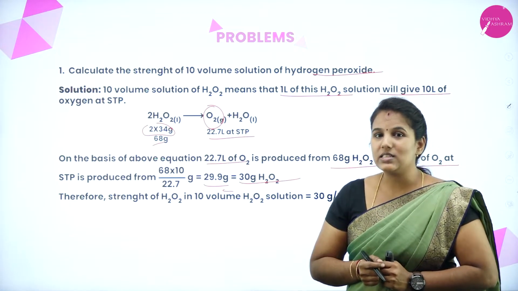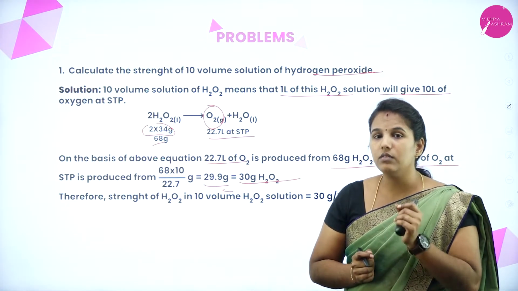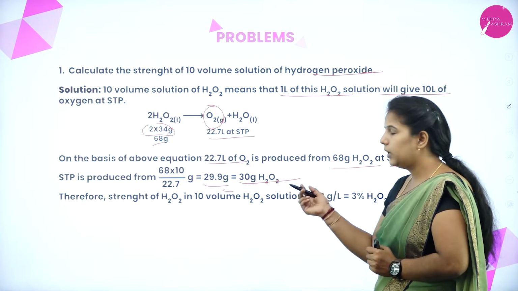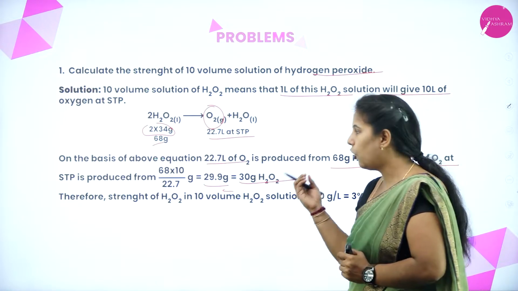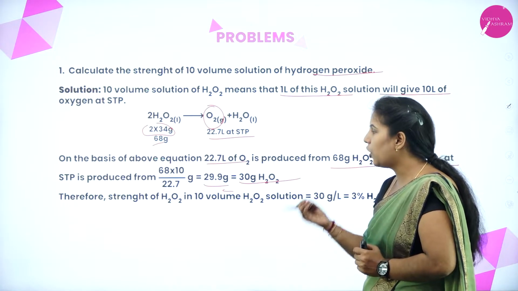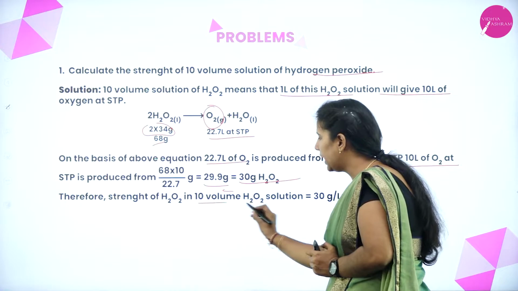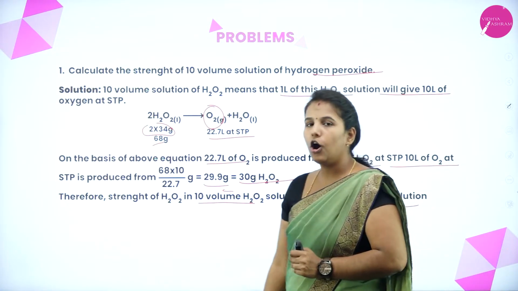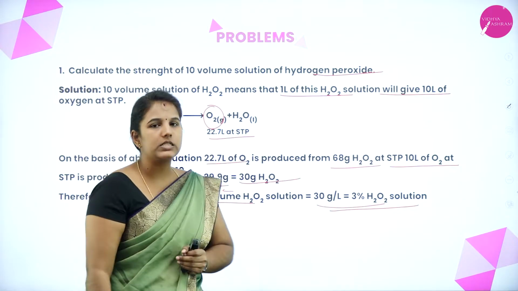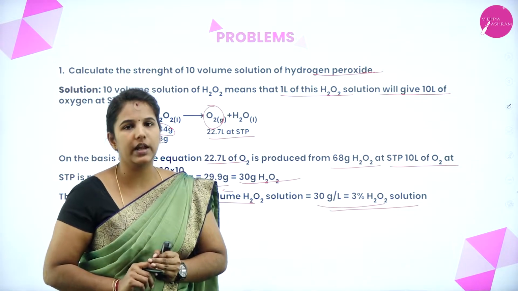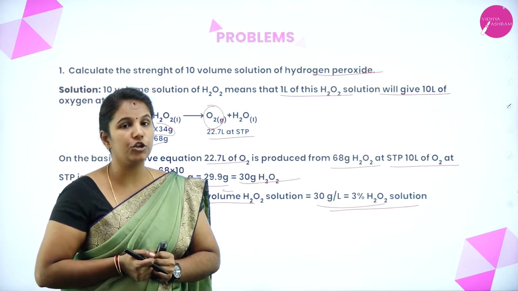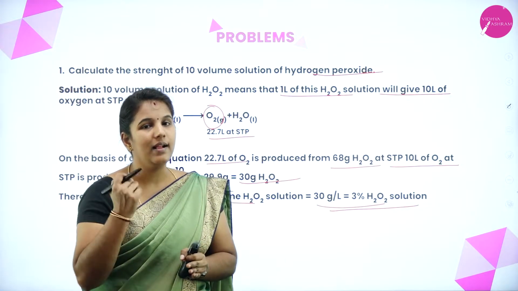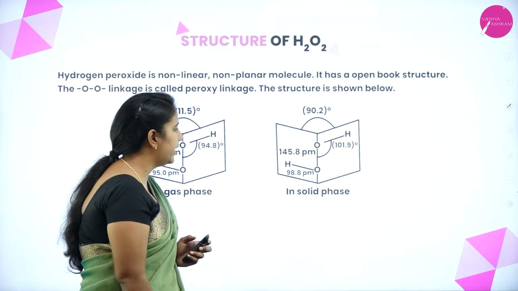So this indicates that 10 volumes of hydrogen peroxide corresponds to 30 grams of hydrogen peroxide per liter. Therefore, the strength of H2O2 in 10 volumes of H2O2 will be equal to 30 grams per liter, or you can say it is 3% hydrogen peroxide. This is a small calculation you must know because such calculations are very important for your CET. That is why I have added this content here.